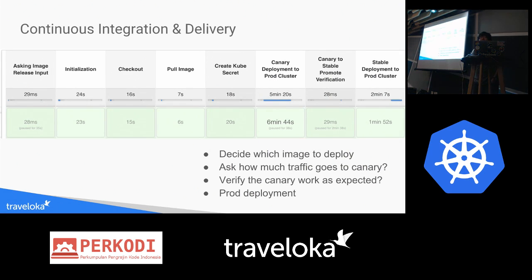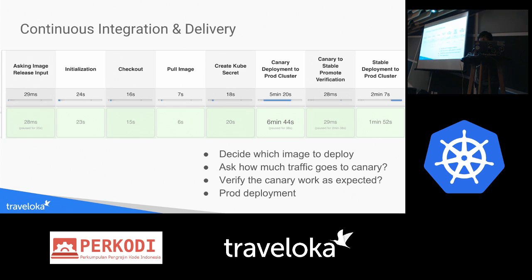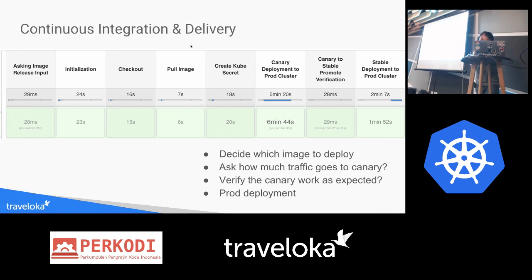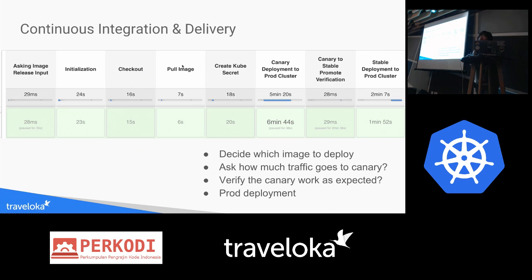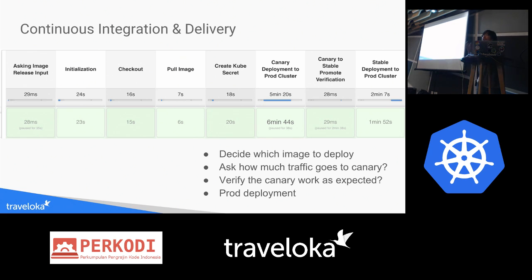And this is the CI/CD that we have. We are still using Jenkins. What we do is basically, when we run deployment to production, we decide which image we want to deploy. And then we pull the image. Basically, this image pulling is used to verify whether the image is accessible. But the image building is actually created in the staging deployment, staging CI/CD.